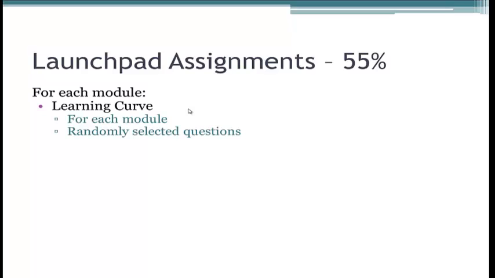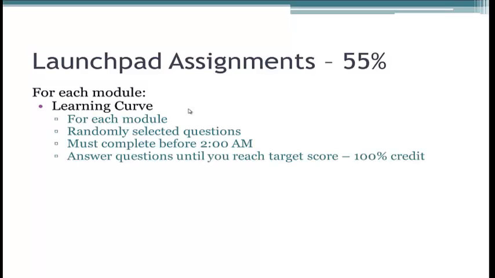Learning curve consists of randomly selected questions. You must complete learning curve by 2 a.m. the day after it was assigned. So you'll be given several randomly selected questions, and you continue answering these questions until you reach a target score. Once you reach that target score, you get 100% credit. So as long as you work diligently on learning curve, you will get 100%.